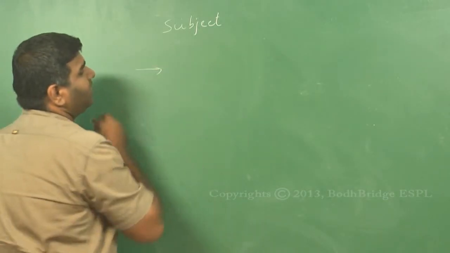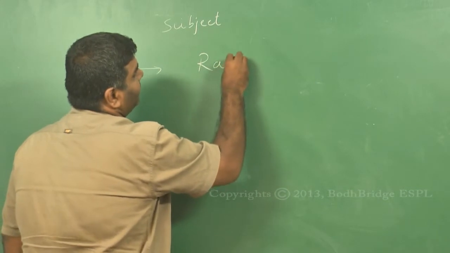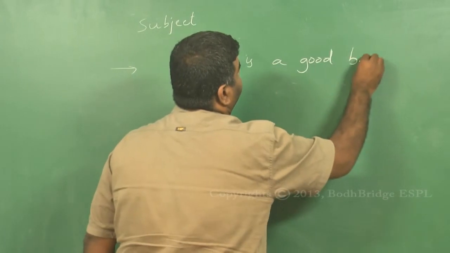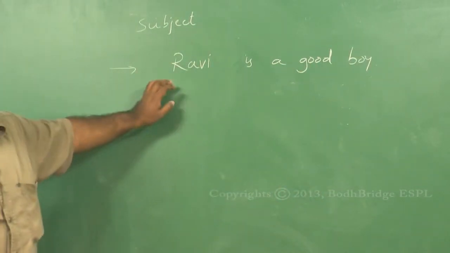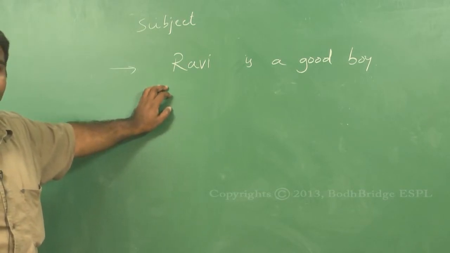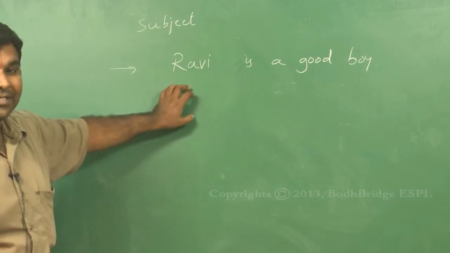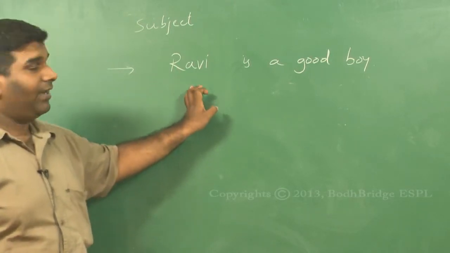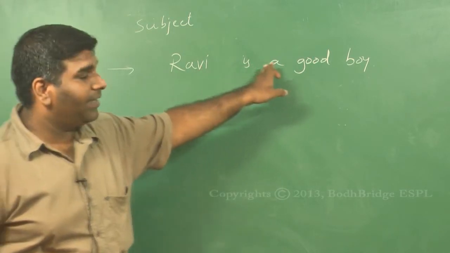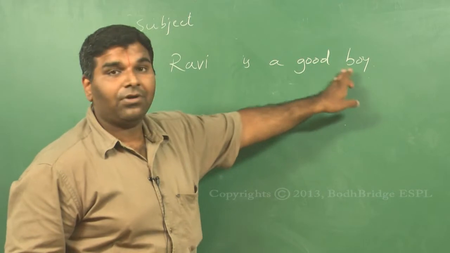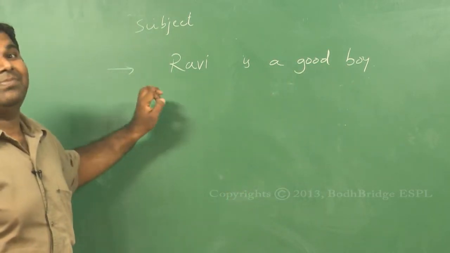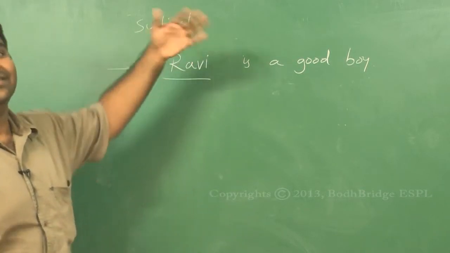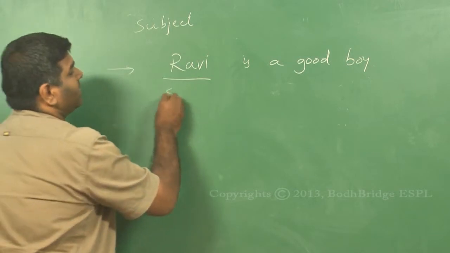Now, let's look at this sentence. Ravi is a good boy. If you observe the sentence, Ravi is a good boy, would you be able to say who I am speaking about in this sentence? Am I speaking about Ravi? Or am I speaking about is? Or am I speaking about a? Or am I speaking about good or boy? If you observe, I'm speaking about Ravi, and I'm saying that Ravi is a good boy. Therefore, Ravi is my subject.